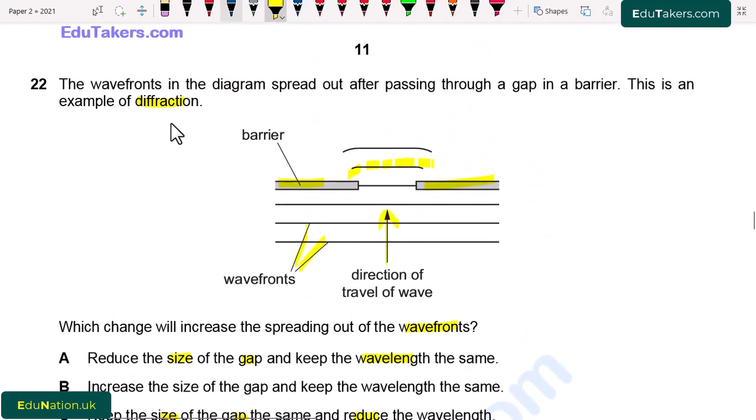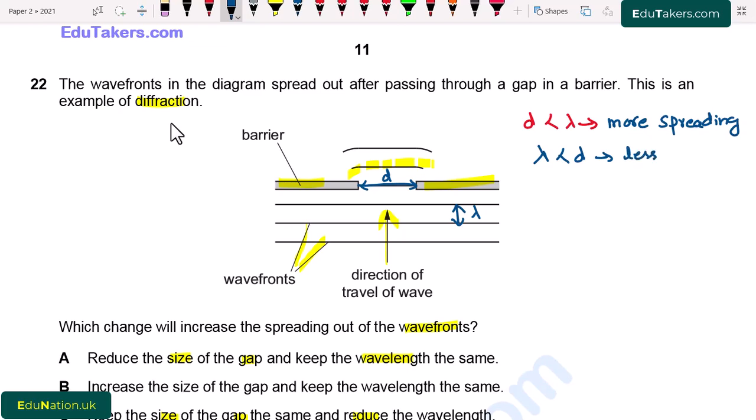So first of all, here we compare the wavelength, that is the distance between any two wavefronts, with the gap between the barrier. So this is the gap between the barrier. If the gap between the barrier is smaller as compared to the wavelength, then there will be more spreading or more diffraction. But if the wavelength is smaller as compared to the gap, then there will be less spreading, which is given in this diagram.